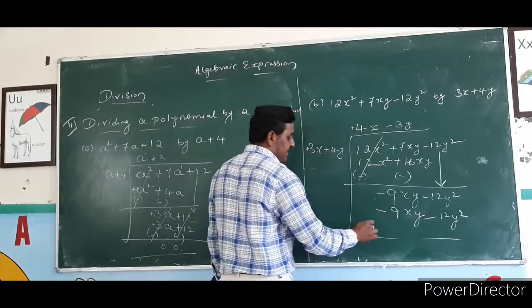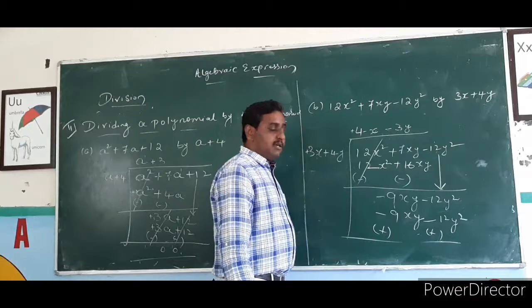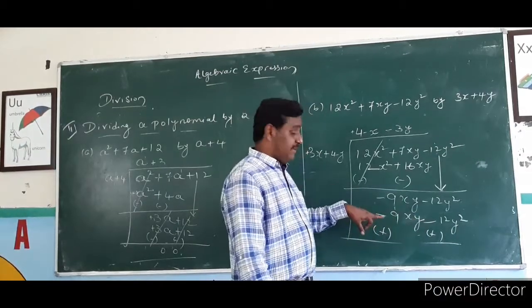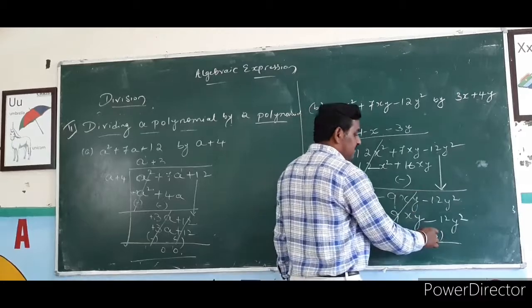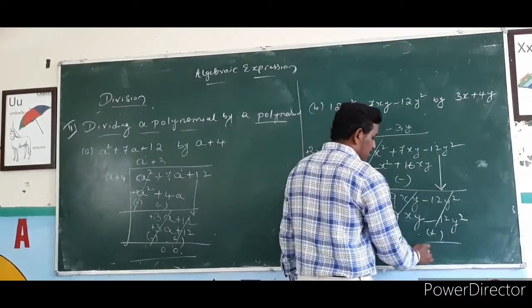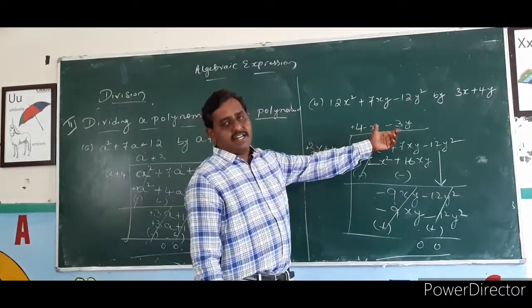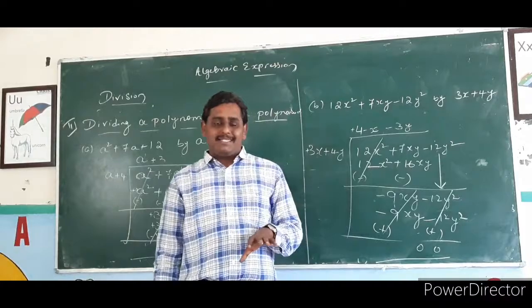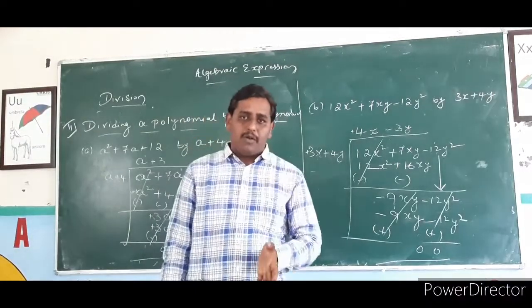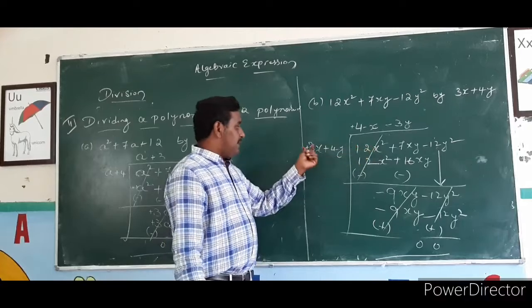Now again you can change the sign. Here it will become plus. Here this is also plus because both the cases have minus sign. Here plus 9xy minus 9xy get cancelled. Plus 12y square minus 12y square get cancelled. What is the remainder? 0. What is the final answer you are getting here? 4x minus 3y.